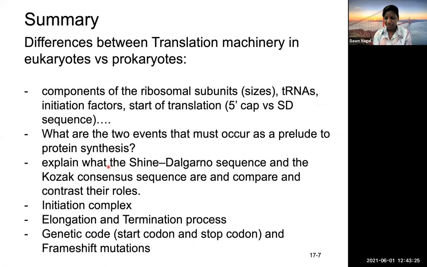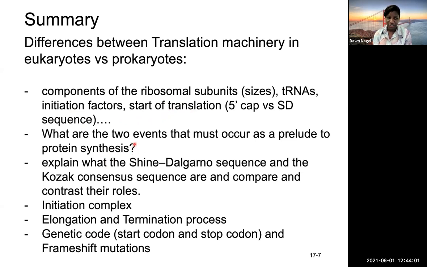So that's where I want to end in terms of translation termination and those factors that are important: to really think about the difference between the translation machinery in eukaryotes versus prokaryotes, right? Because you will be doing a lot of these types of comparisons. So what are the components of the ribosomal subunits, tRNAs, initiation factors, what facilitates the start of translation in eukaryotes versus prokaryotes?